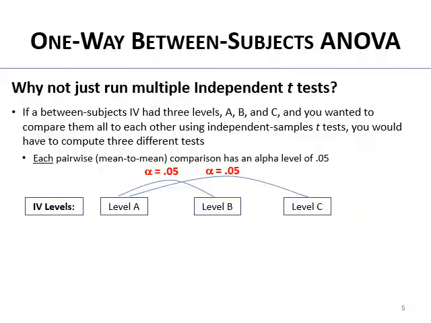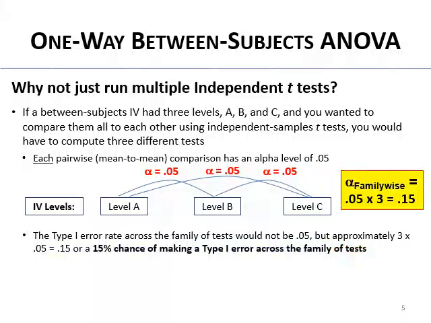We also need to compare A to C, because we're going to do all possible one-to-one comparisons here. That's also a 5% chance of making a type 1 error. And finally, B to C, also another 5% chance of making a type 1 error. And it turns out these things are additive. So even though for each test you only had a 5% chance of making a type 1 error, added across the 3 tests, you actually have a 15% chance, because it's 0.05 plus 0.05 plus 0.05.